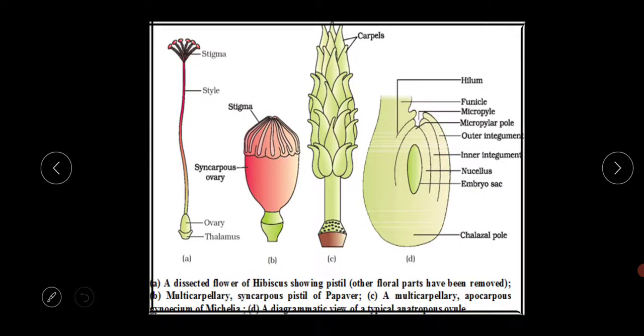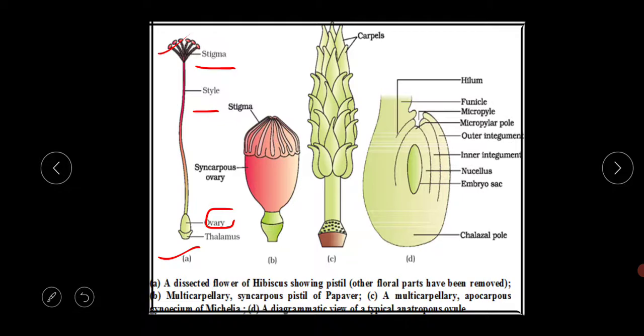Next is the structure of the female reproductive system. The A actually depicts the structure of the female reproductive system. This is the stigma part, this is the style, and this is the ovary part. The upper portion is called the stigma. This is sticky in nature. Why is this sticky in nature? Because the pollen grains stick here.